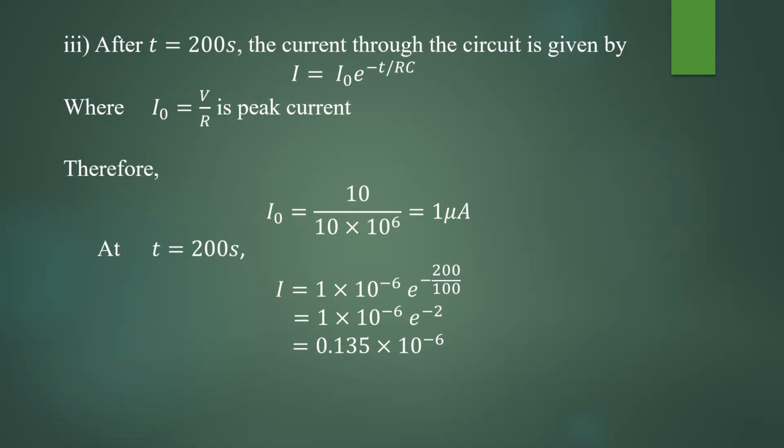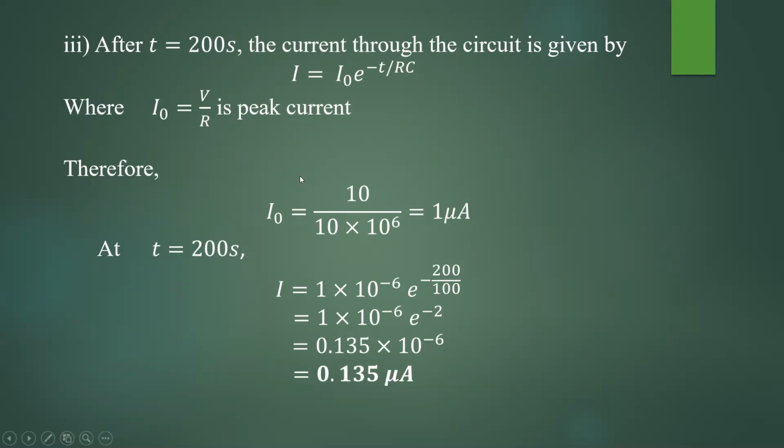Have you got the same answer? 0.135, that is e to the power minus 2. In the calculator, you can find e to the power minus 2, and multiplied by 1, that is 0.135. Definitely you are going to get that answer. So 10 to the power minus 6 means it is micro. Therefore, the answer will be 0.135 microampere. Microampere is the answer for this particular question.